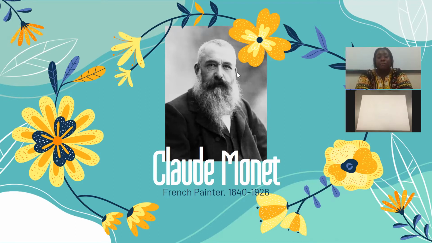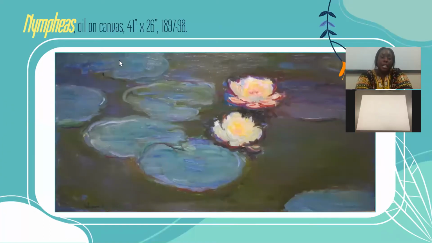So he was born in 1840 and he died in 1926. So here's one of his water lilies. This is called Nymphéas, and it's an oil on canvas, and it's 41 inches long, and the height is like 26 inches. So it's like 2 feet high and maybe like 3 or 4 feet wide, right? So it's a long painting. And he did this one in 1897 to 98. It took him a year to do it. And it's amazing. It has like the value that we're going to talk about in a few seconds.